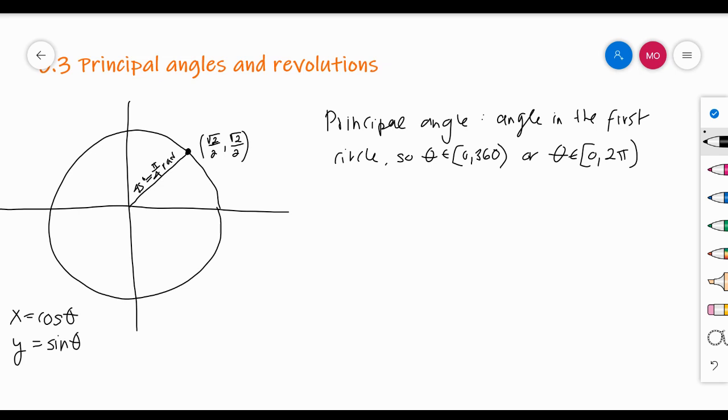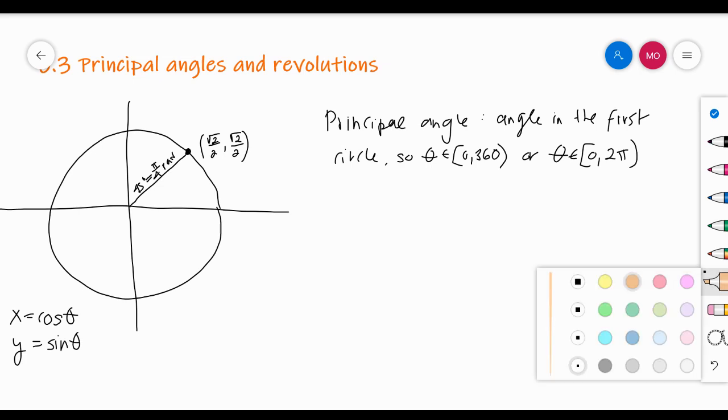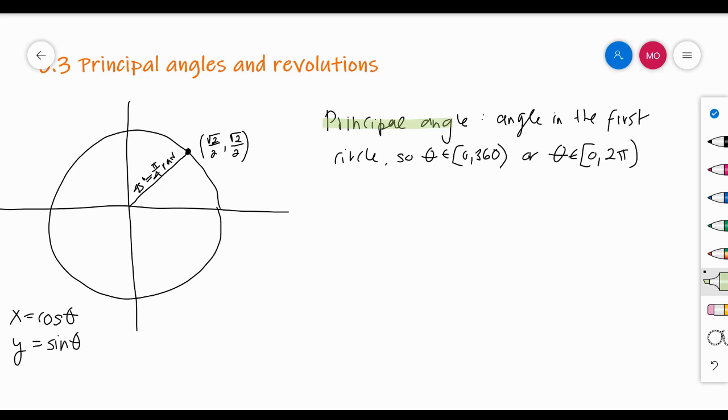So the first thing I want to talk about is something called the principal angle. It's just some vocabulary that is pretty useful to have. How I'm going to explain it is, it's all angles that are in the first circle. The trigonometric circle, because it's a circle, is like a wheel, right? It can go on forever.